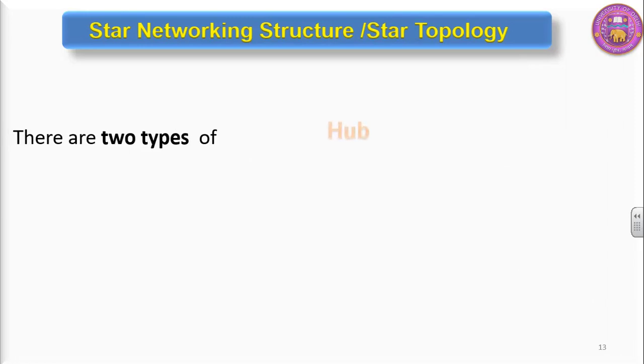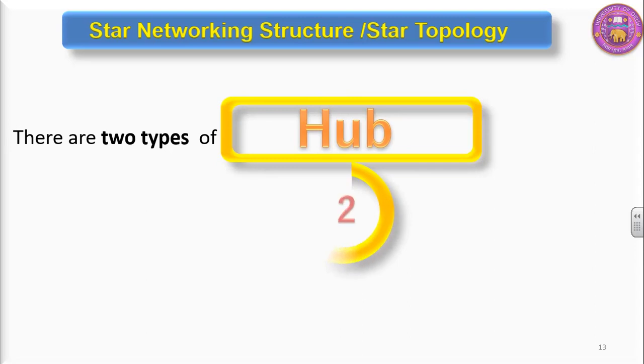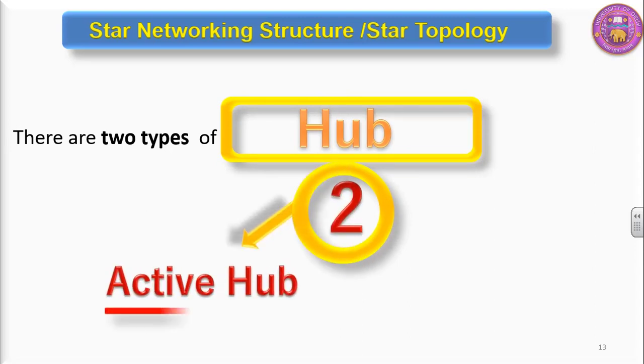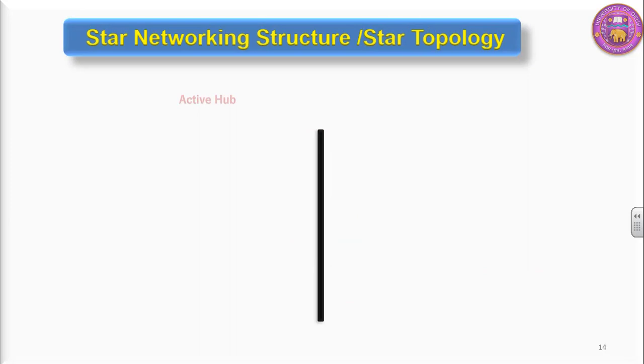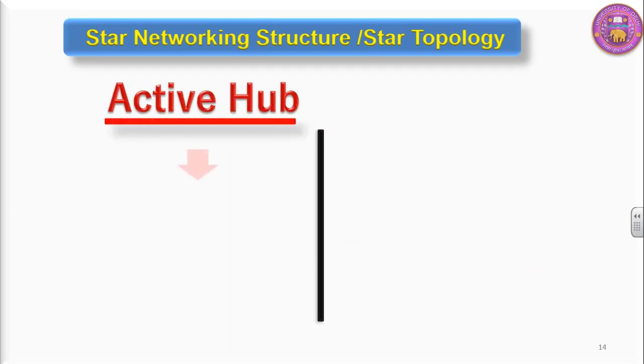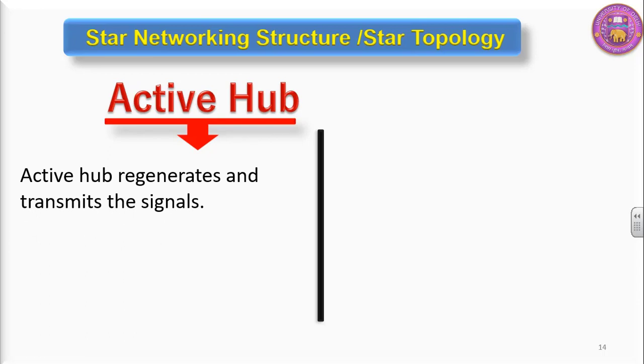There are two types of hub. The first one is active hub and the second one is passive hub. Active hub. An active hub regenerates and transmits the signals. It means it will re-strengthen the signal and then it will transmit the signal to all other devices.